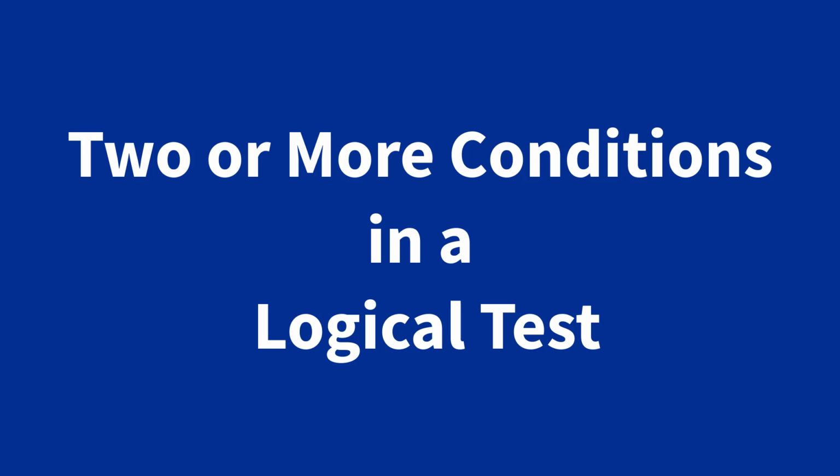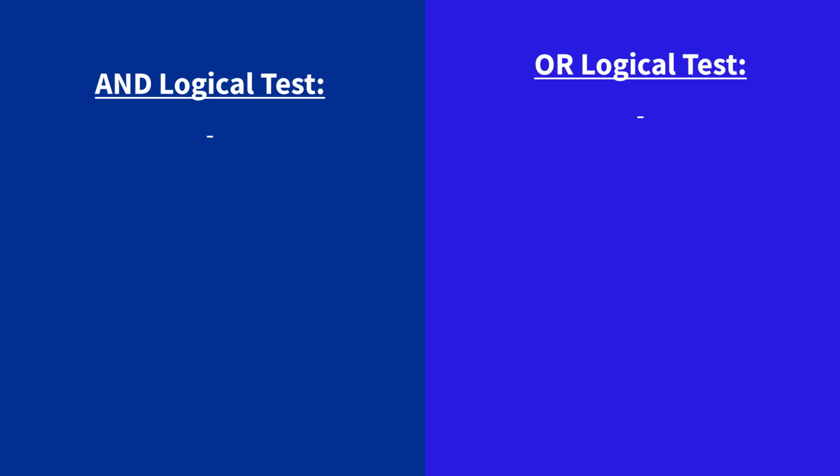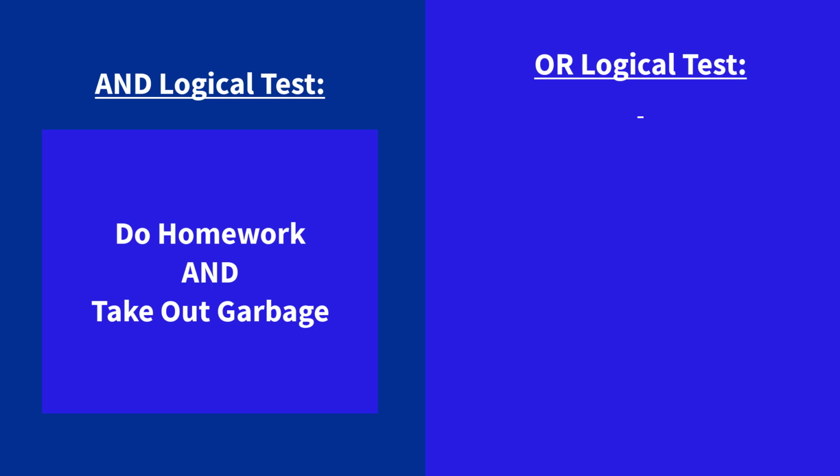Now when you have two or more conditions, the two main types of logical test are the AND logical test and the OR logical test. Now before even defining these, we already know exactly what these two logical tests mean. If I say to my kid, you got to do your homework and take out the garbage, then you can have dessert. It's only when he does both that he gets the dessert.